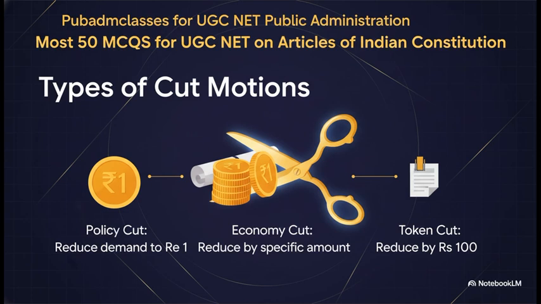A policy cut aims to reduce the demand to just 1 rupee, which is a signal of total disapproval. An economy cut targets specific wasteful amounts, and a token cut reduces a demand by 100 rupees to highlight a specific grievance. Theoretically, these give Parliament the power to bring down a government, but in reality, they almost never succeed.